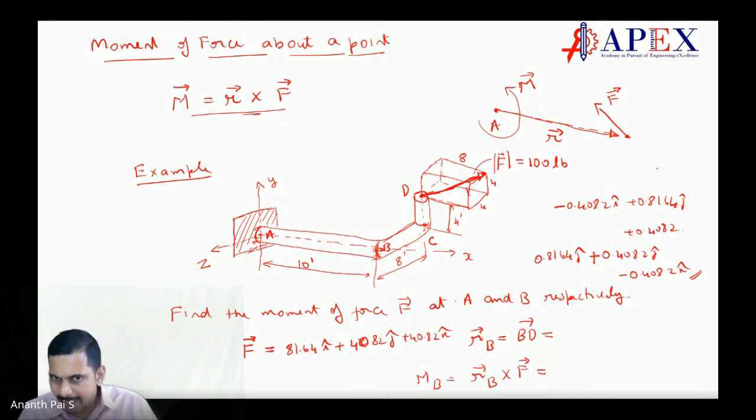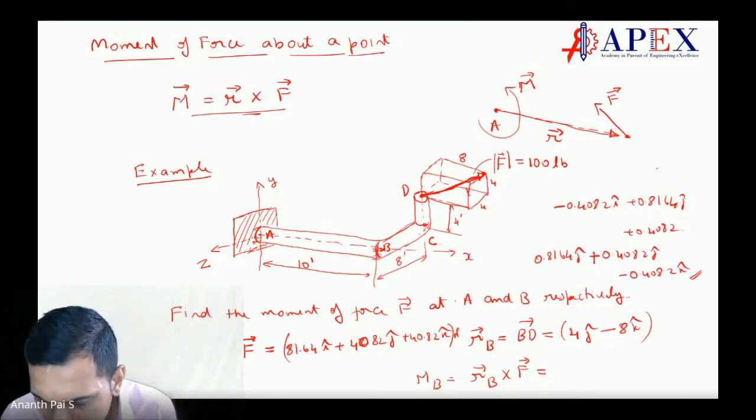in terms of x we are not going anywhere. In terms of j we are going 4 feet, correct? So 4. This is Newton, very important, this is Newton, okay, and this is feet, okay. So it is 4j, correct, 4j minus 8k, correct. This is the BD vector. Now find out RB cross F. Can you do that, students? Simple. The question is simple.